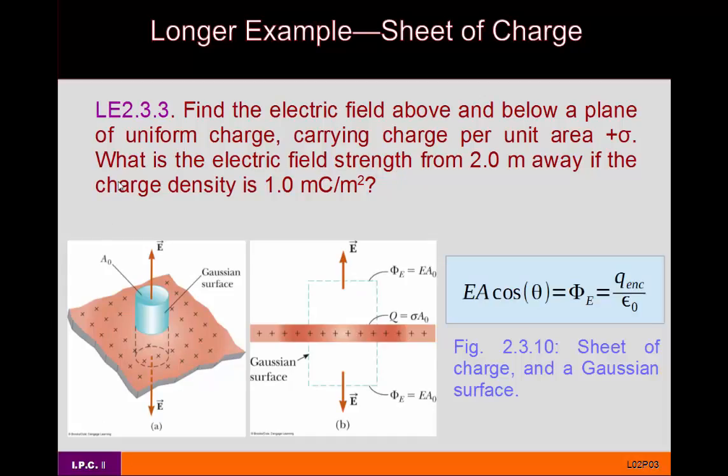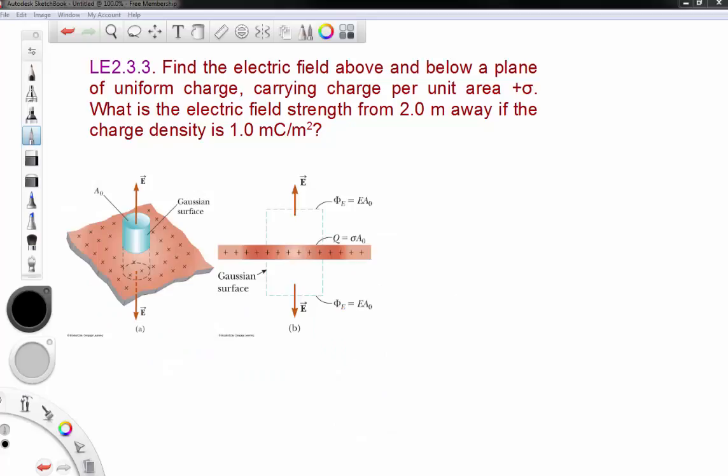All right, let's try a third example. This one is what happens if we have a sheet of charge. We've already seen what happens with a line of charge, might as well try a sheet of charge. If we have a sheet of charge, as shown in this diagram, we basically are going to want to pick some surface that we can get the flux through easily. And as you know, everywhere the field is going to be pointing basically away from the sheet since it's positively charged. So everywhere we're going to have a field that looks like this.